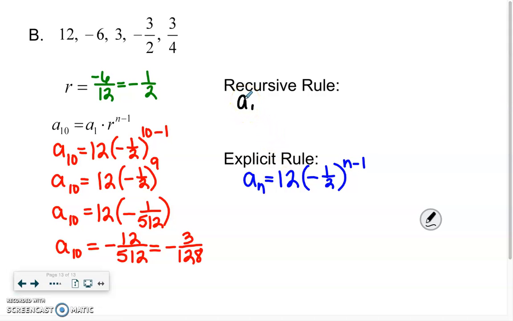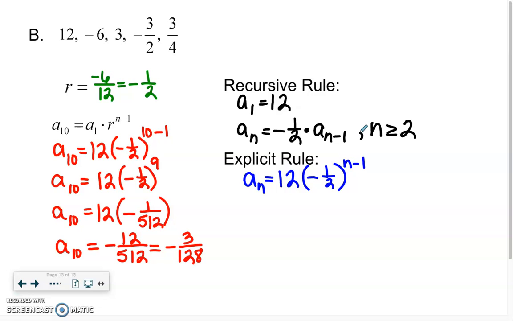And then last thing is your recursive rule. So again, you state your first term is 12, and then you state what to do to get to the next term. Well, in this case, we're multiplying by negative 1/2. So I'm going to say take negative 1/2 times the previous term, starting with n values greater than or equal to 2. That's it.